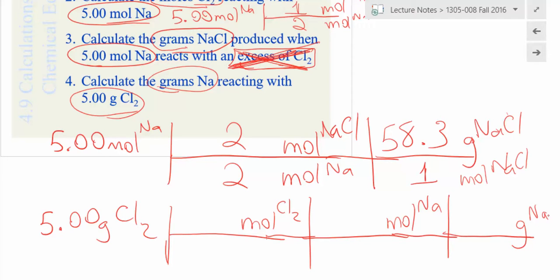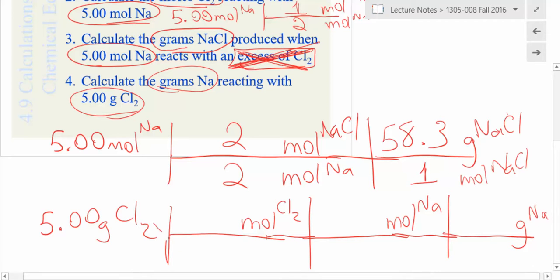Now all I have to do is drop my units. Okay? What units go down there? What units go down there? And down here?